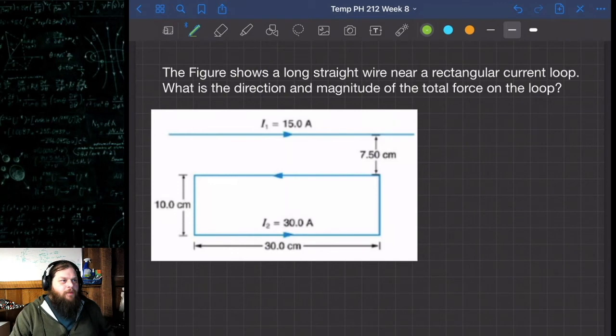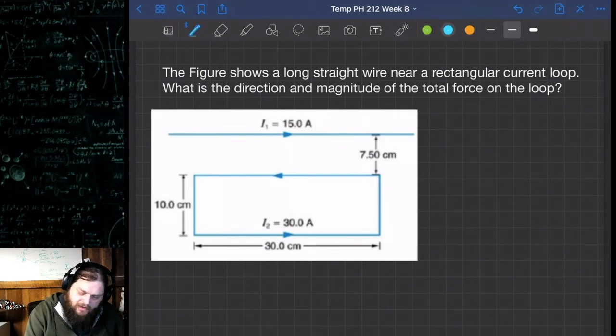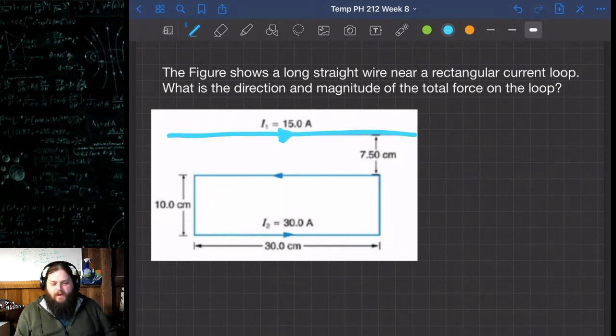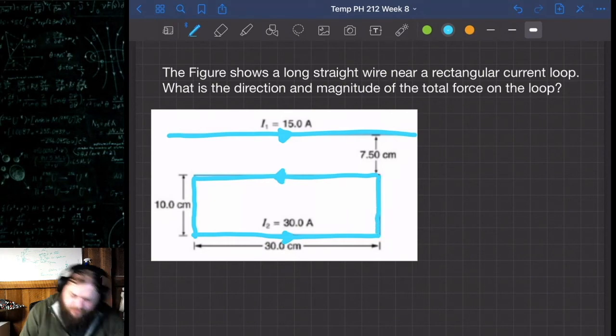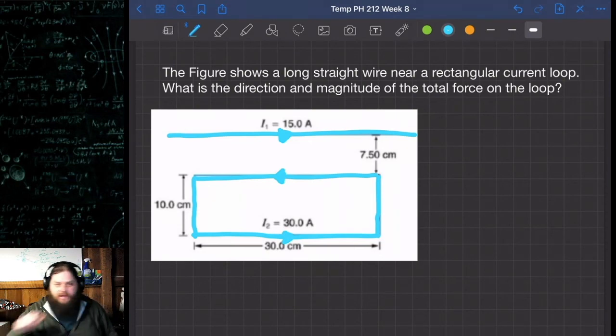So in this problem, we have two wires. One of them is this blue wire going across the top. I can even make this a little bit bigger. And it has a direction of current going this way. And the current is traveling at 15 amps. We have another one, which is actually a ring of wires, where the current's going in this direction. And this one has 30 amps going around in that loop. We get the lengths of them there.